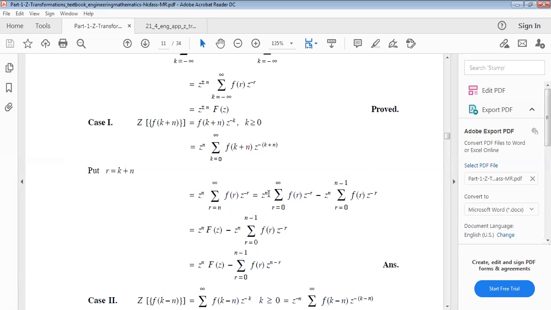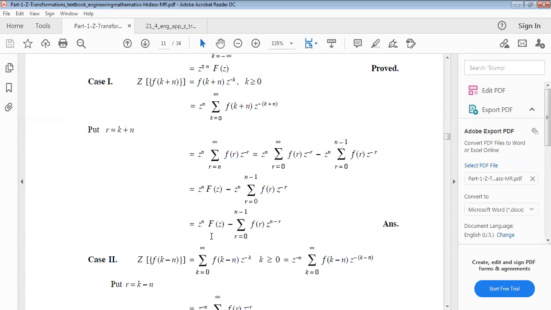Now, by the definition of the Z transformation, we can write this equal to z to the power n times f of z, minus z to the power n times the sum from r equals 0 to n minus 1 of f of r z to the power minus r. So this is z to the power n times the Z transformation minus the sum from r equals 0 to n minus 1 of f of r z to the power n minus r. Actually, this is the result for k greater than or equal to 0.